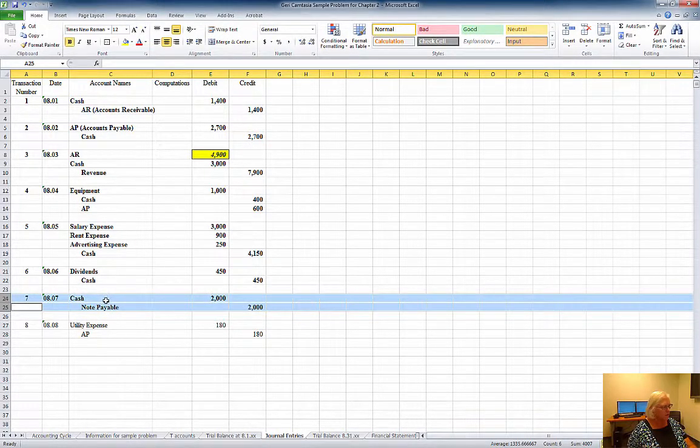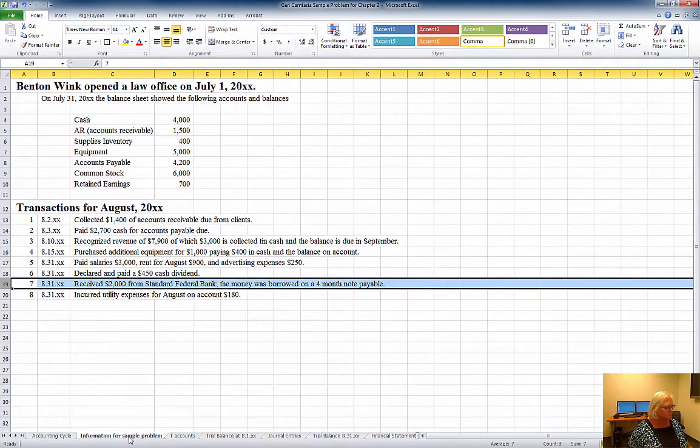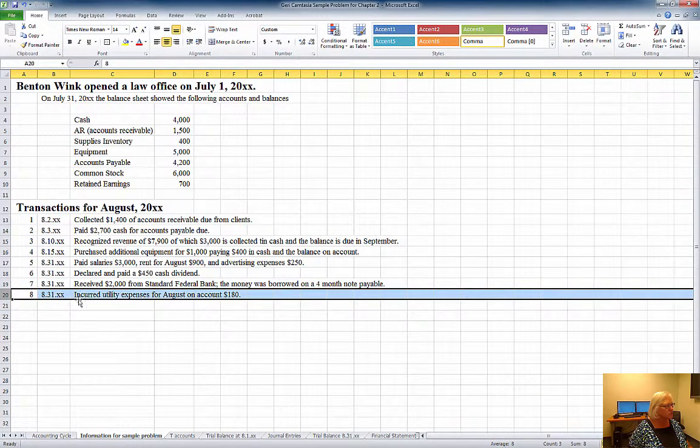All right, so let's bold our note payable. And our last transaction is we incurred utility expenses for August of $180. We haven't paid them yet, so they're on account. So we're going to increase accounts payable.